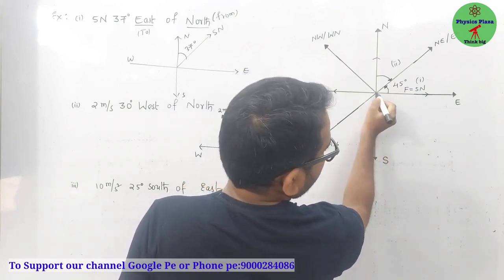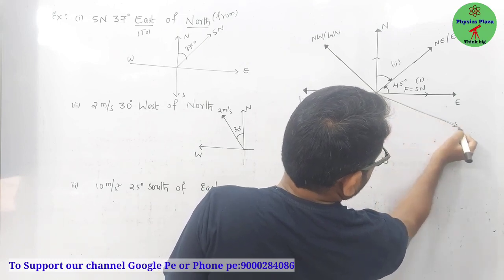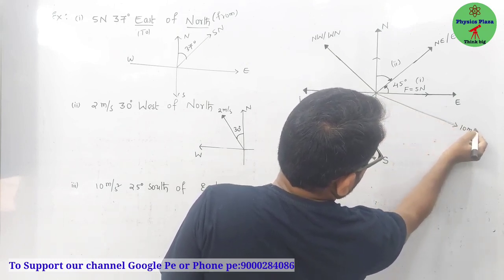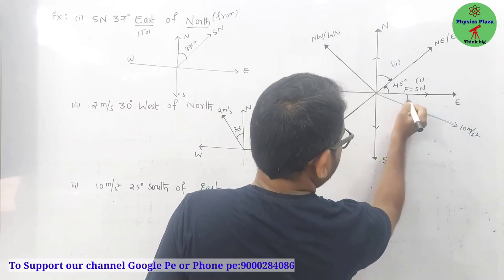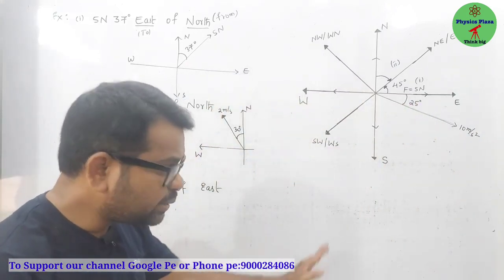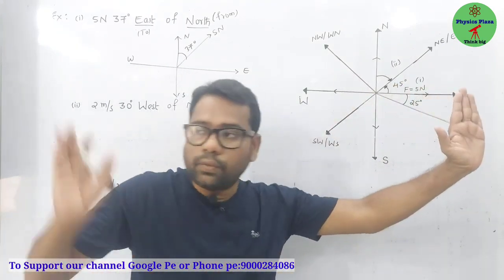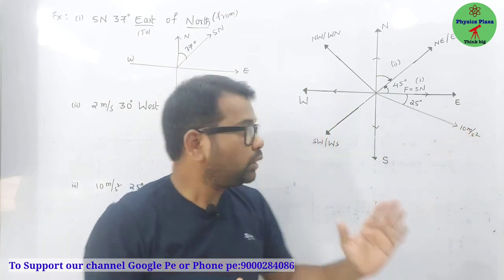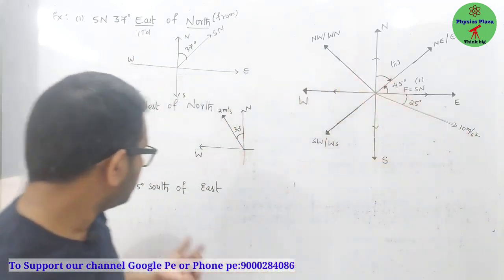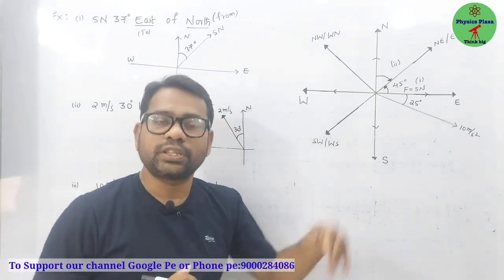So towards south, let me just wait. This is 10 meter per second square, this is 25 degrees. Children, it is as simple as that. Don't get confused in which direction it is moving, from which direction it is coming. To which direction it is moving, that should come first. Then second, from which direction it is coming, that should come second.